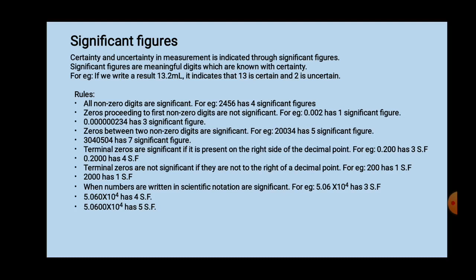Now one more example, 5.0600 into 10 to the power 4. Again, this number is written in the form of scientific notation, that is N into 10 to the power n. Now here, 5.0600 has how many digits? It is 5 digits. So this example has 5 significant figures. I hope you understood.